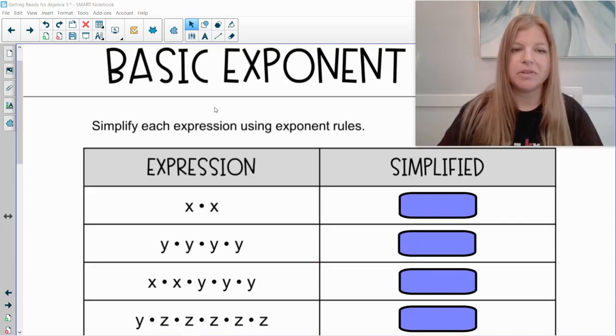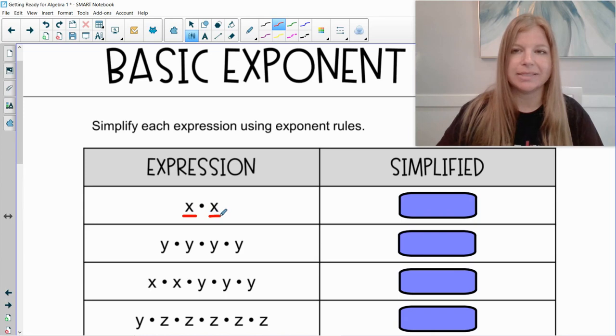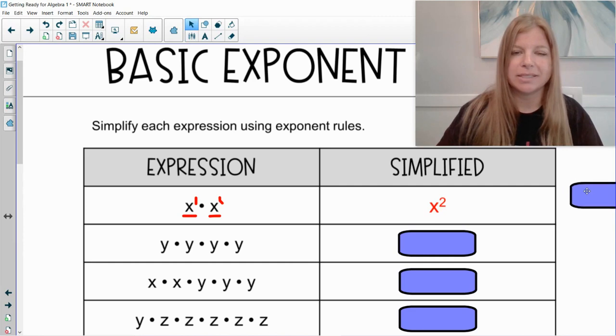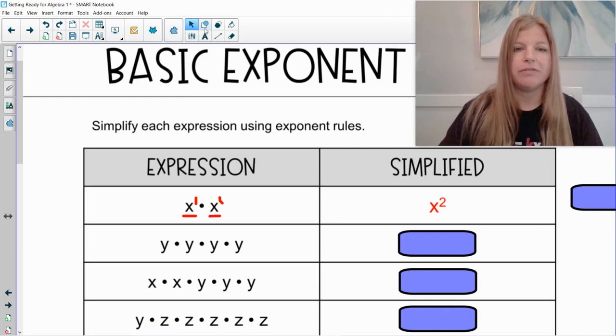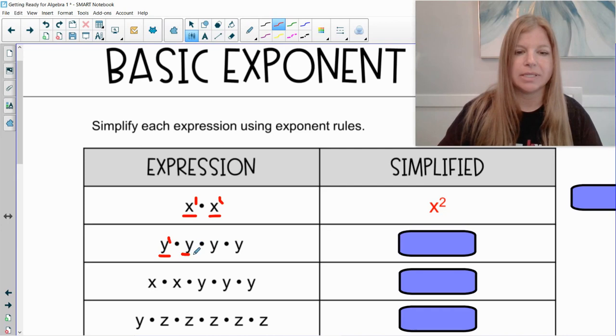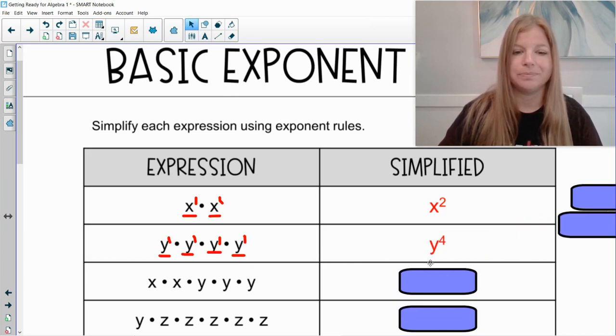The directions say simplify each expression using exponent rules. So the exponent rules are that when you multiply like bases, so x times x, you add the exponents. And when you don't see an exponent, there's really a 1 there. So x to the first times x to the first would then be x to the second. When you have like bases, you add your exponents. So then for the next one, if I have y times y times y times y, I add up all those exponents, I get y to the fourth.